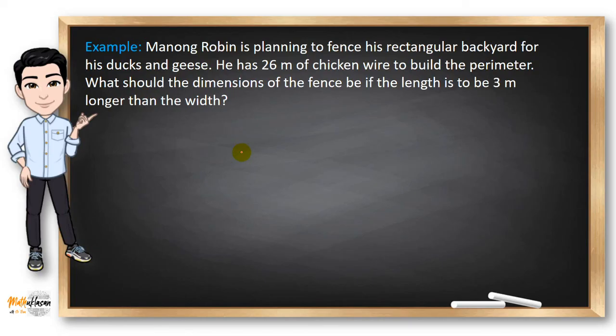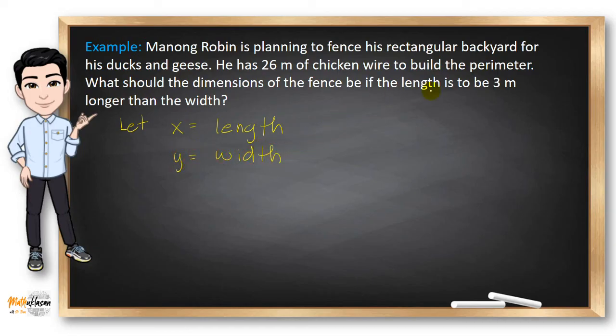Manong Robin is planning to fence his rectangular backyard for his ducks and geese. He has 26 meters of chicken wire to build the perimeter. What should be the dimensions of the fence if the length is to be 3 meters longer than the width? For this problem, we will let x be the length and y be the width.